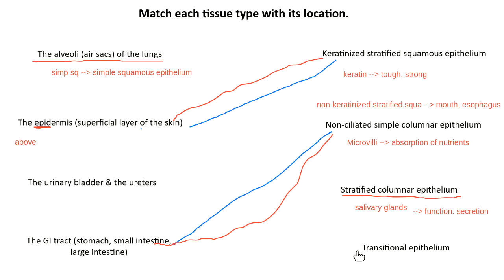Transitional epithelium, no, it is not found in the stomach. We actually have a different type of tissue there. The only place you see transitional epithelium is in the urinary bladder and the ureters. So to answer your question, Nicole, no, they're not found in the stomach. Urinary bladder and ureters.